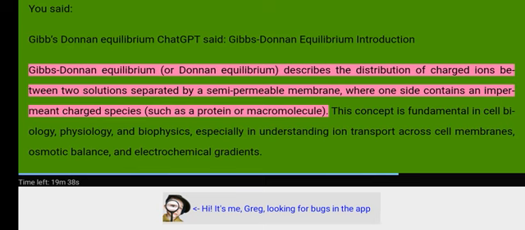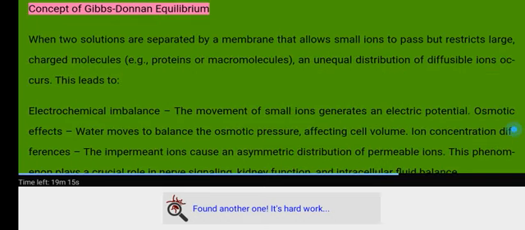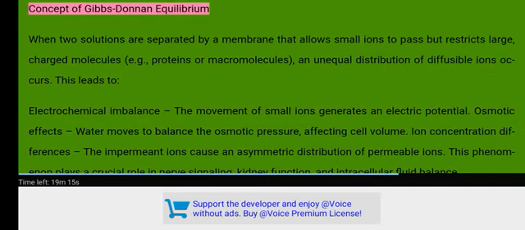Gibbs-Donnan equilibrium, or Donnan equilibrium, describes the distribution of charged ions between two solutions separated by a semi-permeable membrane, where one side contains an impermeable charged species, such as a protein or macromolecule. This concept is fundamental in cell biology, physiology, and biophysics, especially in understanding ion transport across cell membranes, osmotic balance, and electrochemical gradients.